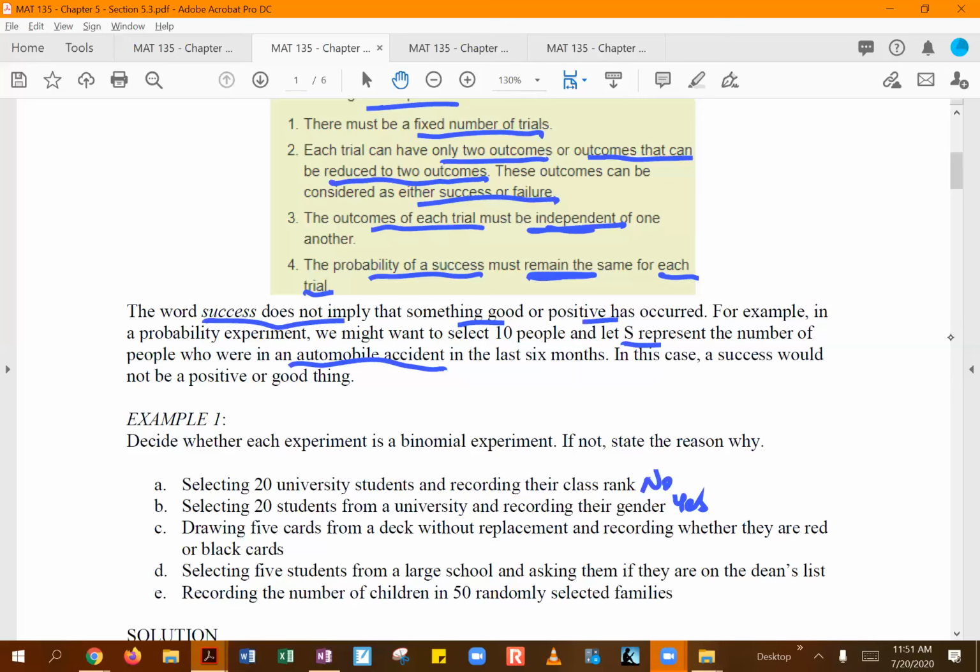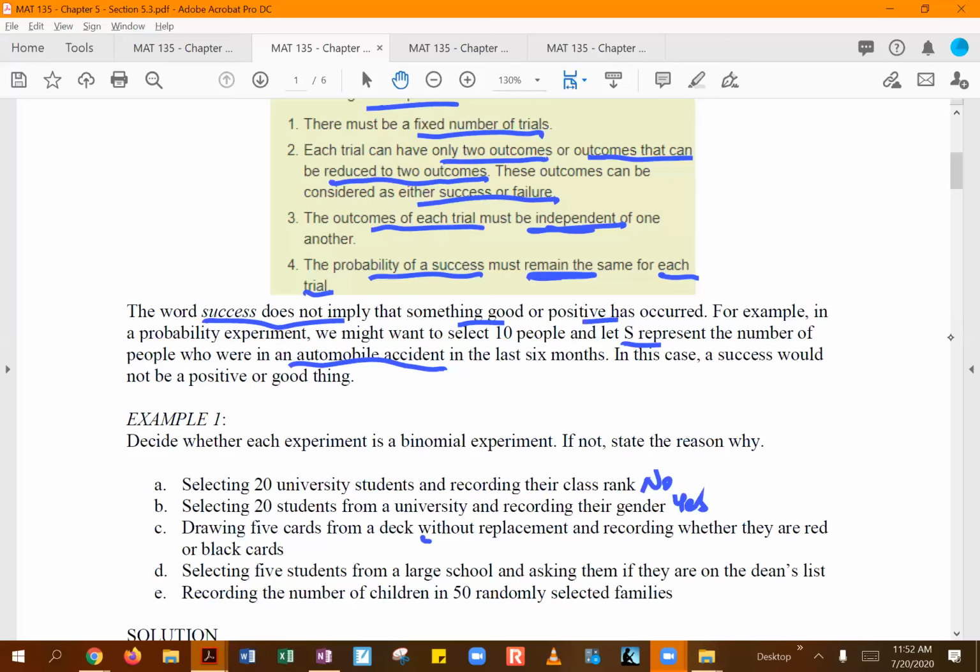If you think about this, we can have a fixed number of trials, so that first requirement would be satisfied. We can break this down into 2 outcomes because they're talking in terms of selecting a red or black card. But number 3 is, sorry, not number 3, number 4, because even though the outcomes of each trial remain independent, it's number 4 where your probability of success will not remain the same.